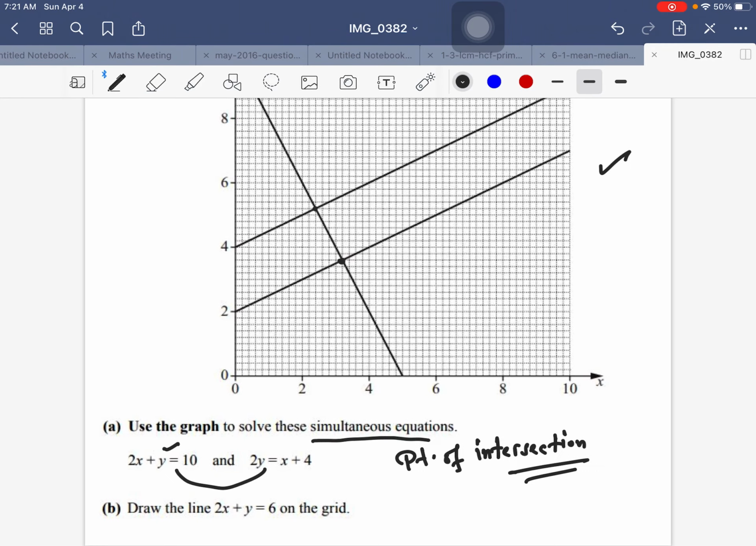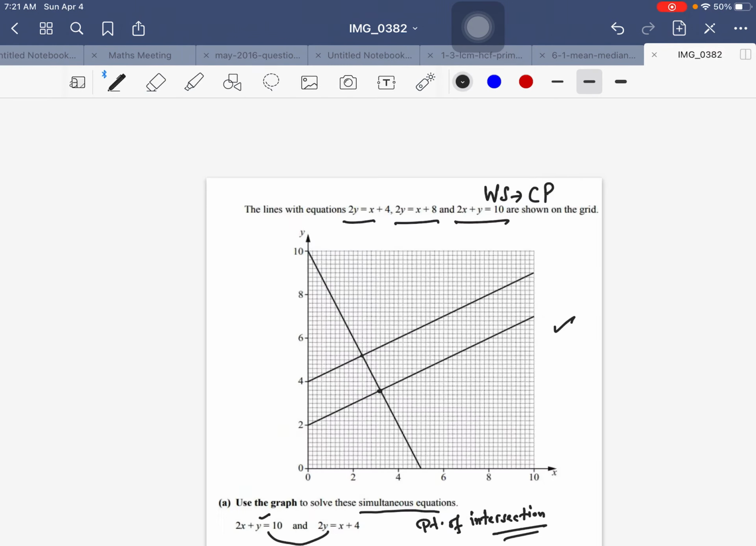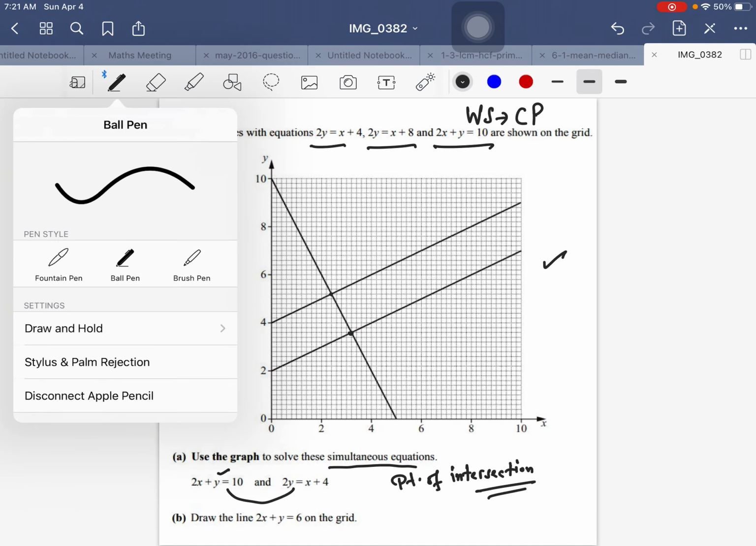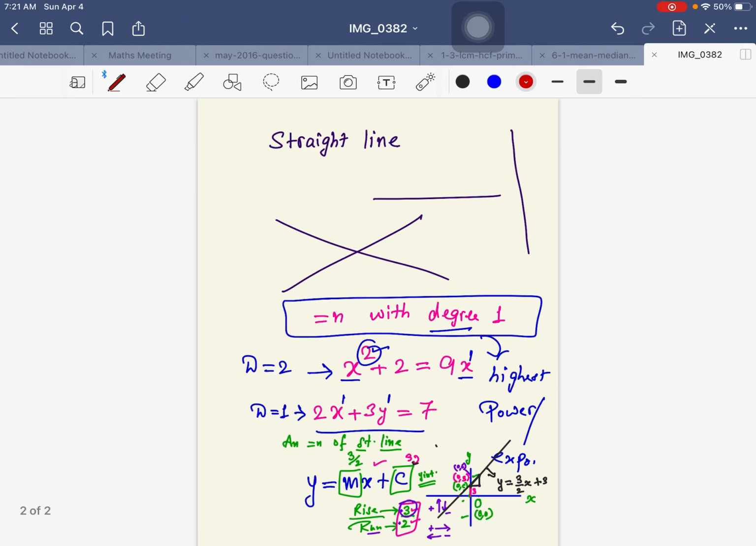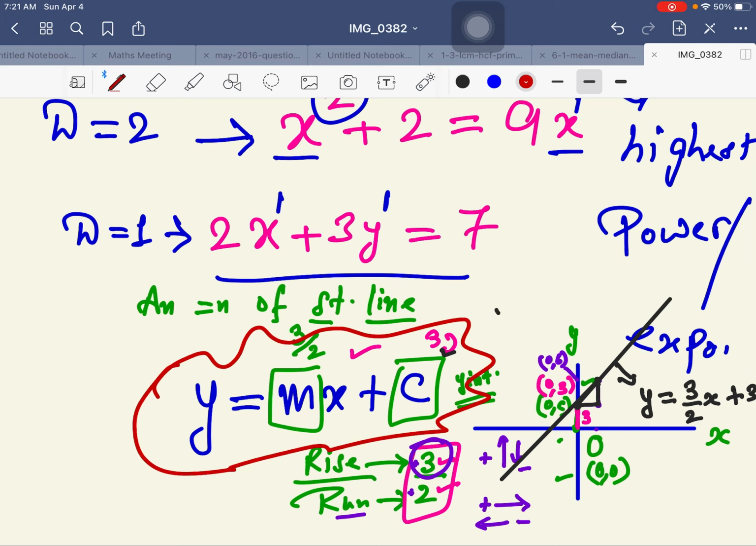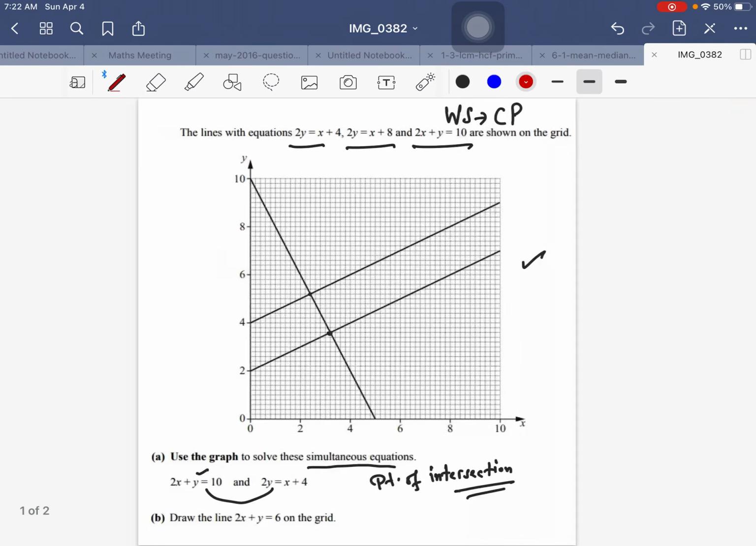So the first step before we do part A is to recognize the lines. Which line belongs to which equation? For that, very simple, you need to make the line equation in the standard form. I tell you, the equation of a straight line is y equal to mx plus c. M stands for the gradient and C stands for the y-intercept.